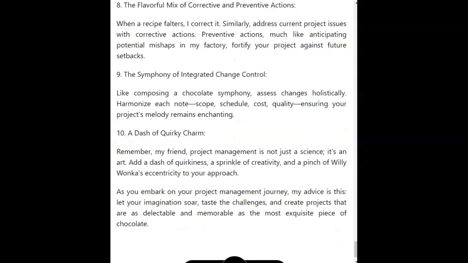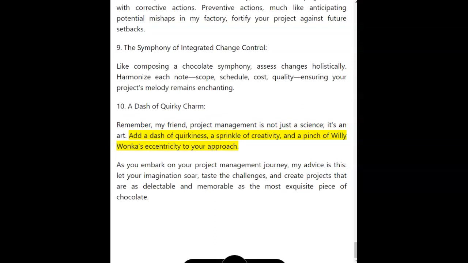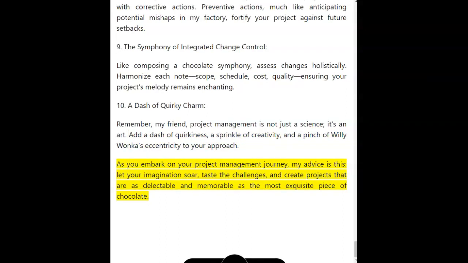10. A dash of quirky charm. Remember, my friend, project management is not just a science, it's an art. Add a dash of quirkiness, a sprinkle of creativity, and a pinch of Willy Wonka's eccentricity to your approach. As you embark on your project management journey, my advice is this: let your imagination soar, taste the challenges, and create projects that are as delectable and memorable as the most exquisite piece of chocolate.